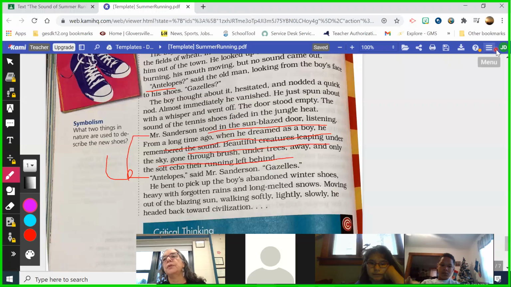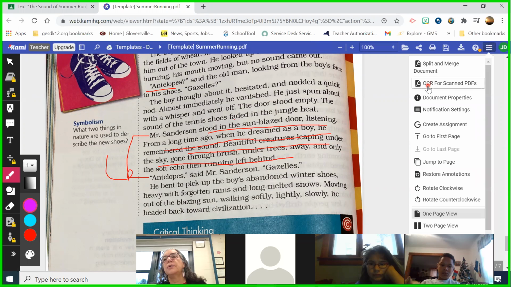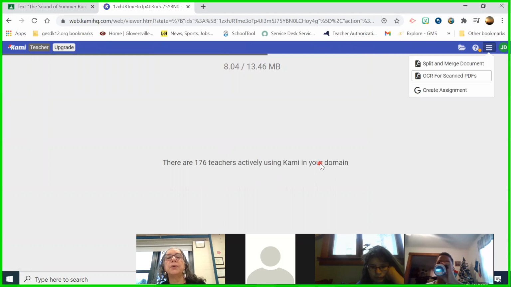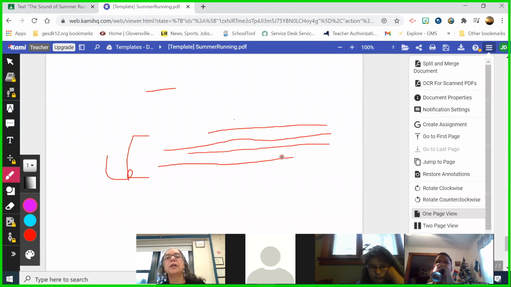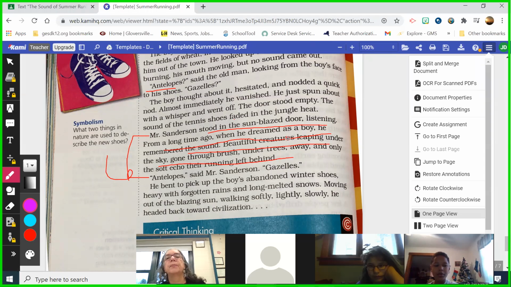So you're going to come over to these three lines where it's the menu, click on it, click on OCR for scanned PDFs. And that sometimes takes a little bit to work. I think it should be working and it's not. That should give you the ability to copy and paste text into the graphic organizer. So you see how mine is reloading now? If I tried to copy and paste before that, it wouldn't work. So Caden, you need the graphic organizer today and the text. Yeah, it does work. Okay.